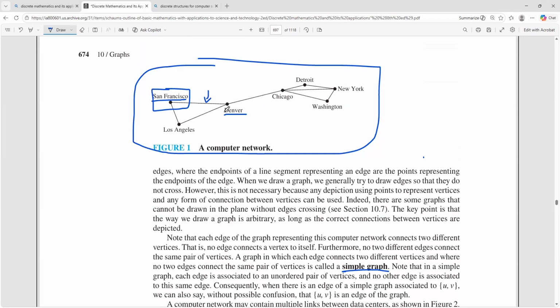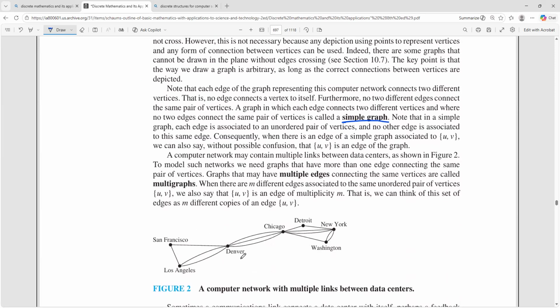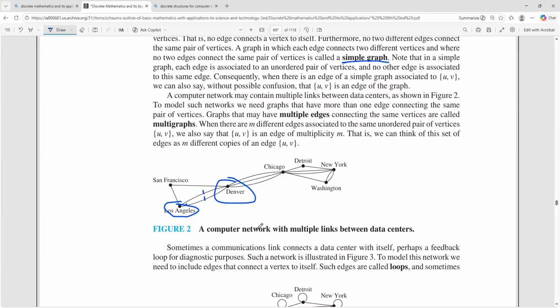okay, simple graphs. Here's an example of a simple graph. Sometimes you can see graphs where different nodes can have multiple edges between them. Here we have LA and Denver with two edges between them. This is an example of a multigraph.